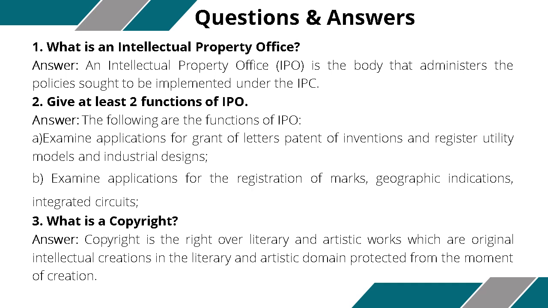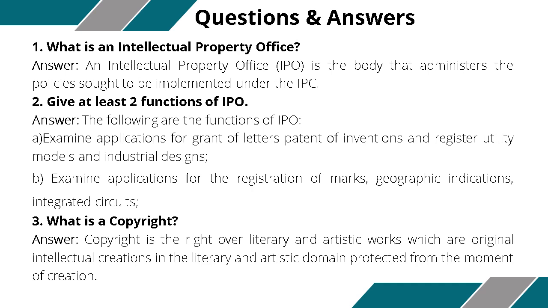Number 1, what is an intellectual property office? Answer, an intellectual property office is the body that administers the policies sought to be implemented under the IPC. Question number 2, give at least 2 functions of IPO. Answer, the following are the functions of IPO. A, examine applications for grant of letters patent of inventions, and register utility models and industrial designs. B, examine applications for the registration of marks, geographic indications, and integrated circuits.